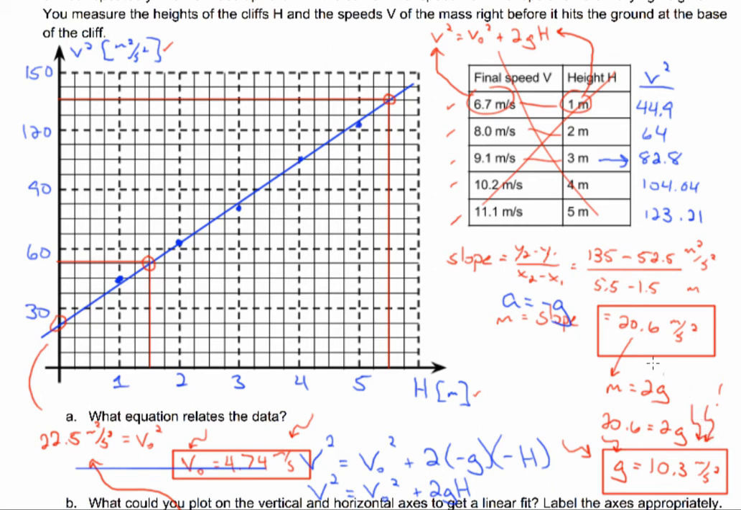So if all you wanted was g and you were able to do it that way, not that bad. The reason this technique is superior is, for one, we couldn't do that here because we didn't know v naught. So you had to use it in this case. But even if you didn't need a v naught, say you dropped it from the top of the cliff, so these were all 0, this technique is still nice because just looking at your data, look at our data here.